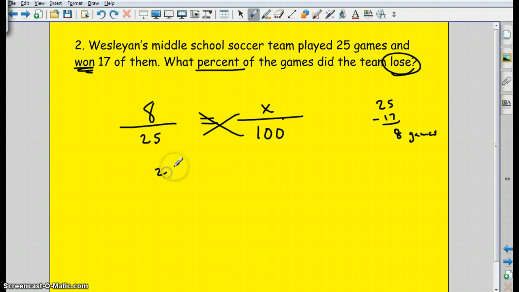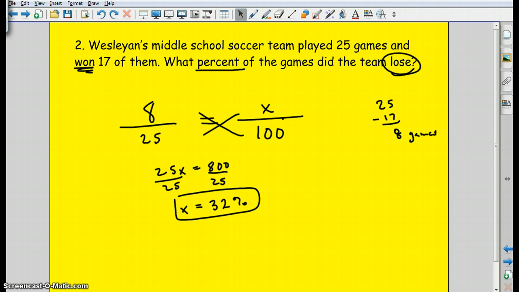We'll solve our proportion. 25x equals 800. I'm going to divide by 25 on both sides. How many times does 25 go into 800? The answer will be 32%. Again, does my answer make sense? 8 out of 25. Does that seem like it could be 32% over 100? Yes, I think that makes logical sense. 8 is a good bit less than half. Half would be 12.5. 32% is a good bit less than half.